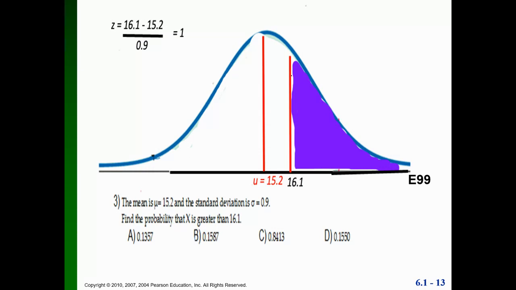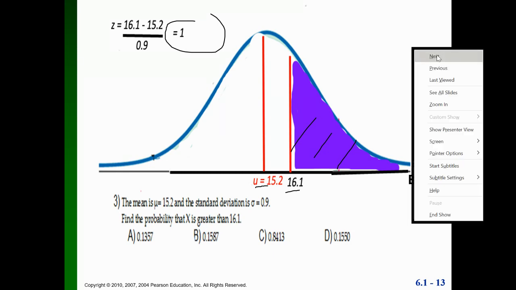First thing I would do is draw my curve. I would put a vertical line where my mean was, 15.2, and I'm interested in the probability of greater than 16.1. All right, so 16.1 is bigger than 15.2. So I know this area here is going to be less than half, 0.500. Suspiciously, when I take this value and change it to a z-score, it just came out to be 1, which is unusual. Now I have to go to my table and find out what area is associated with 16.1.